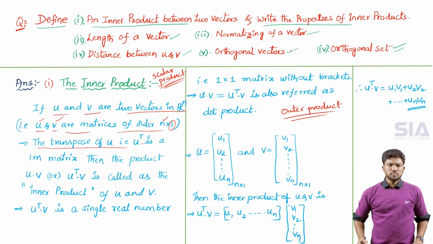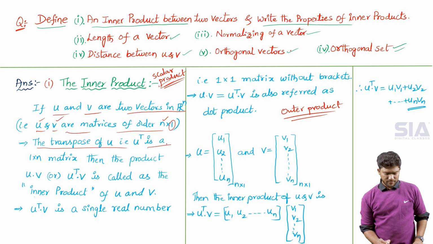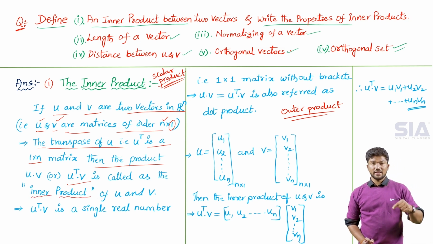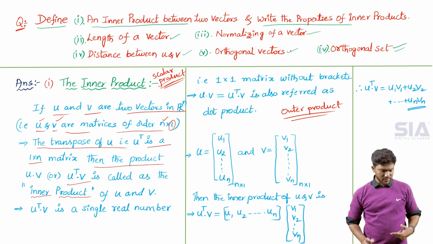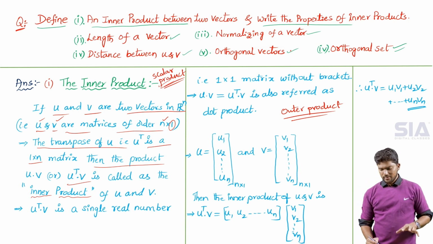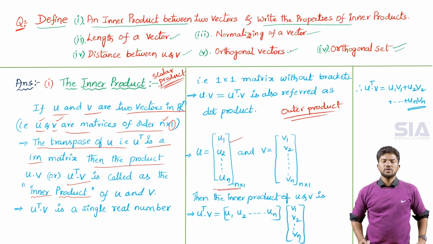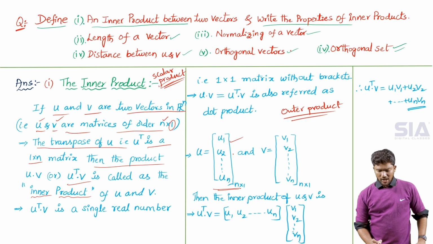The transpose of small u, that is u transpose, is a 1 by n matrix. Then the product u transpose into v is called the inner product of u and v. When you take the transpose of the first vector, here the first vector is u, where u is equal to u1, u2, up to un. It is purely a column matrix, with small n rows and only one column.